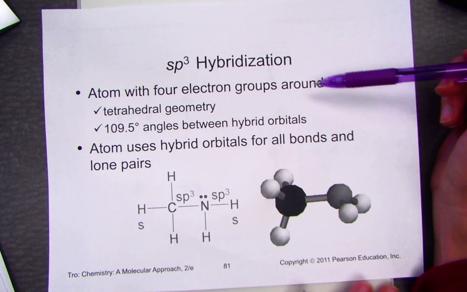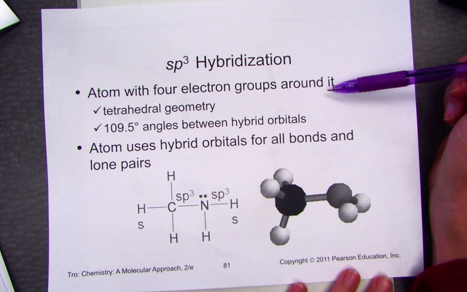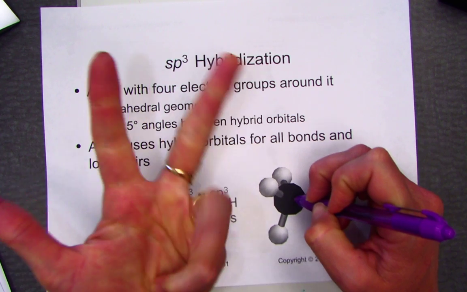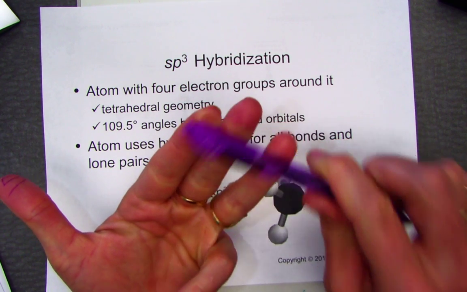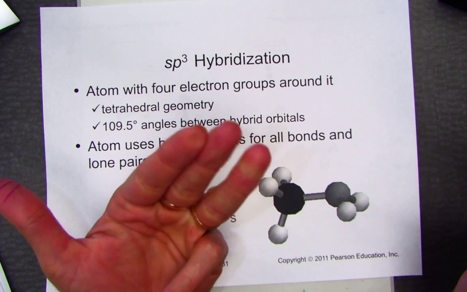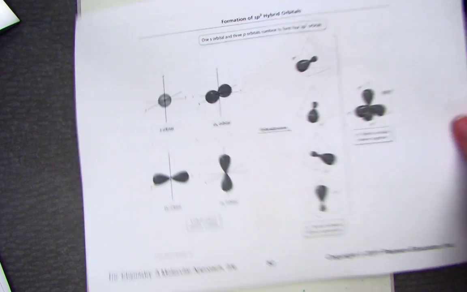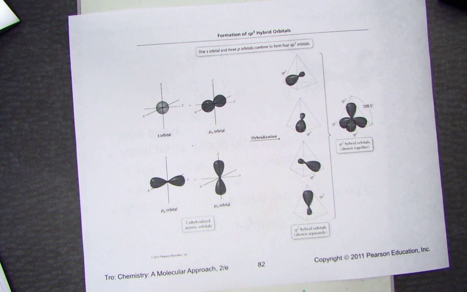sp3 hybridization, 4 electron groups. We just looked at that. If I have a central atom that's carbon, sp3, 3 more fingers in the air. sp3 gives us 4 electron domains. And it truly is that simple.